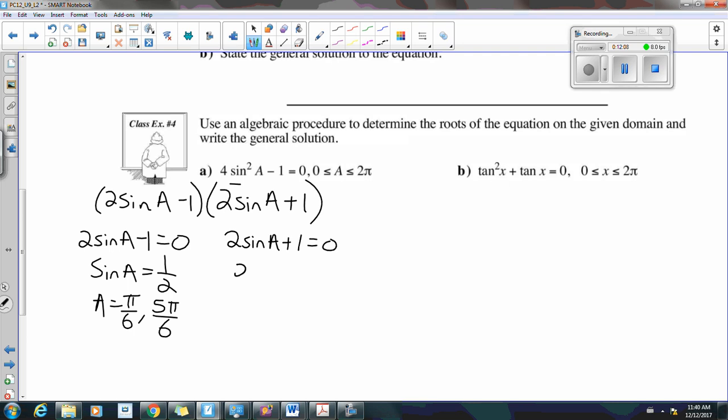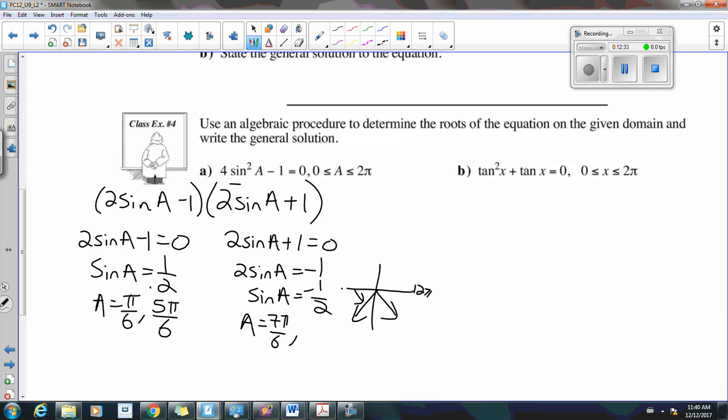This one, I'm going to subtract 1 from both sides, divide by 2. Well, it's going to have the same reference angle as the last one, which was pi over 6, but now sine is negative, so I'm going to be in these two quadrants. So remember, this arm was 6 pi over 6, so 1 further would be 7 pi over 6. This arm is 12 pi over 6, so 1 back is 11 pi over 6. So these are the 4 solutions.